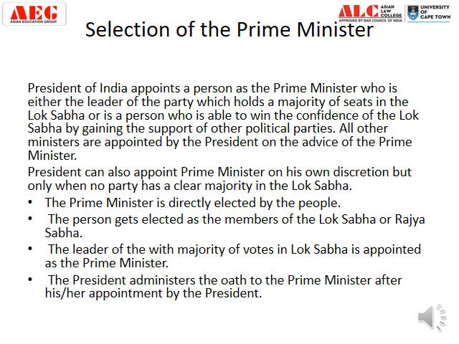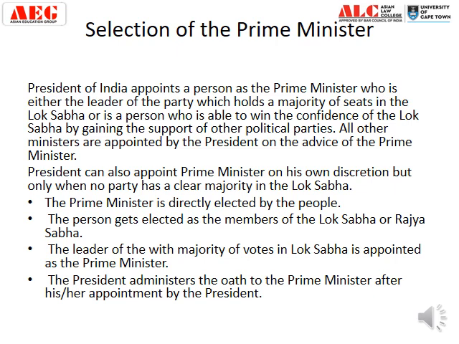So, in very simple terms, the President of India appoints a person as the Prime Minister who is either the leader of the party which holds a majority of seats in the Lok Sabha, or is a person who is able to win the confidence of the Lok Sabha by gaining the support of other political parties. All other ministers are appointed by the President on the advice of the Prime Minister. The President can also appoint the Prime Minister on his own discretion, but only when no party has a clear majority in the Lok Sabha. So, the Prime Minister is directly elected by the people.